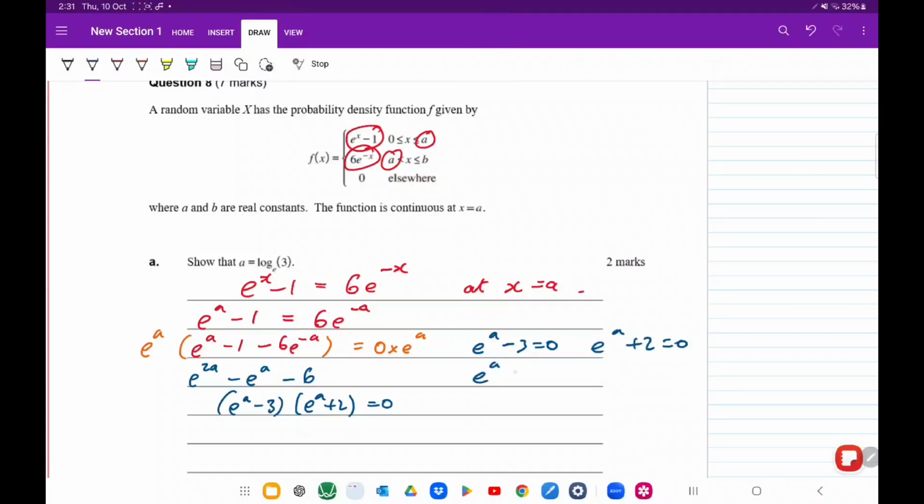e to the power of a is equal to 3. e to the power of a is equal to negative 2. So a is equal to log e 3. a is equal to log e negative 2. That doesn't exist, so this is our only answer.